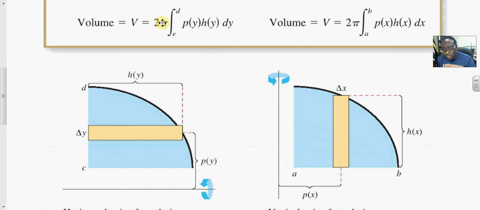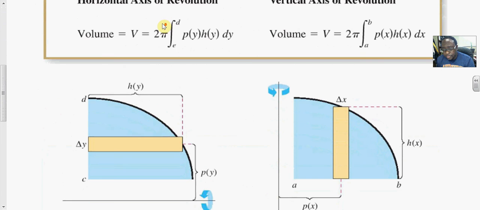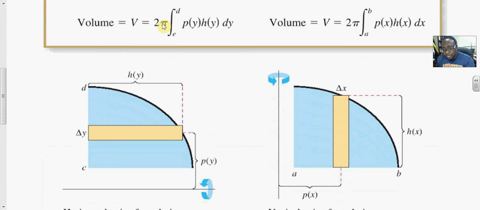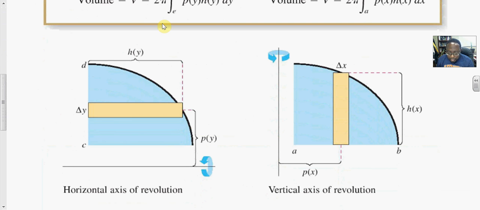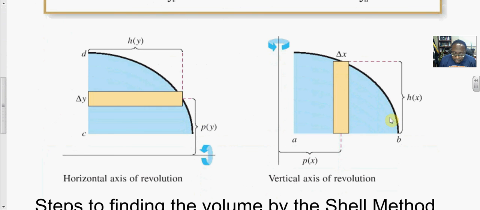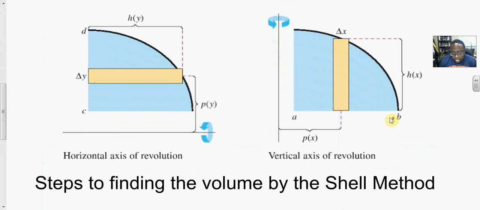Likewise, if it's a so-called vertical axis of revolution, then the volume is 2 pi times the integral from a to b of p of x times h of x dx. And again, p is the distance from the axis of revolution to the center of the radius, and h is the height of the radius, or the rectangular slice.